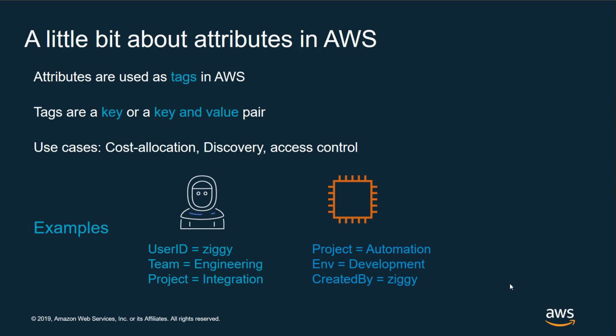Now, for example, you could have a cost center tag, say cost center 1234, attached to some service resource. You could have a job function tag. You could have a created by tag to indicate who created that particular resource. So you can really mix and match based on your needs and use cases before applying tags to resources in AWS. Some common use cases for tags are cost allocation, discovery, and access control. And for the sake of this discussion, we will be talking about access control and how to use attributes for access control in AWS.